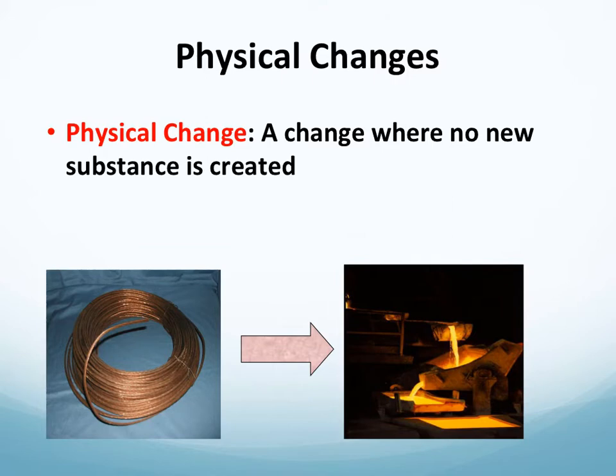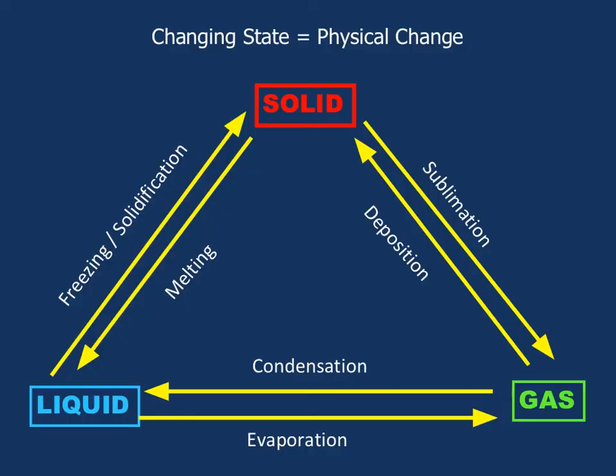So this could be taking some copper and I could be melting the copper like I see in the picture below here. This could be boiling water. This could be tearing a piece of paper in half. Those would be physical changes to the substance. It might change what the substance looks like, but it doesn't change what it is. Melted copper is still copper. A piece of paper torn in half is still paper, and so on and so forth.